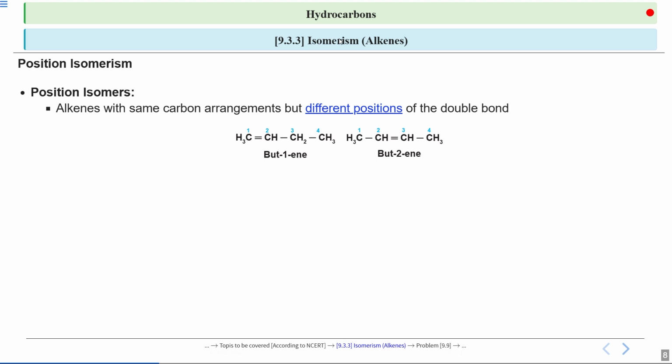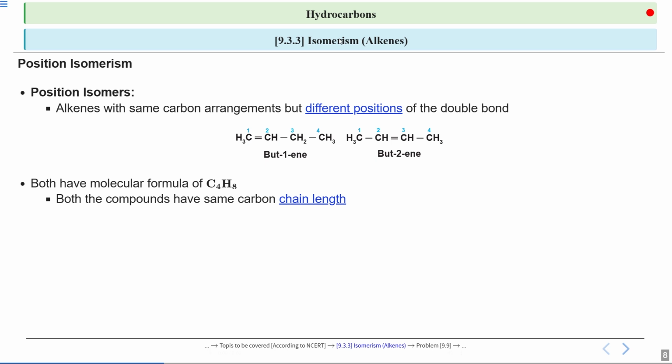Here is an example of that. We can see two compounds given here: but-1-ene and but-2-ene. You can clearly see that their backbone is intact and not changing. Apart from that, the molecular formula is also the same, which is C4H8. But what has changed?